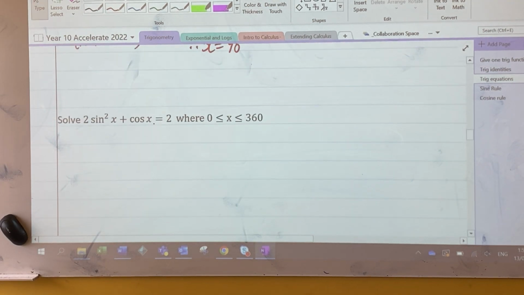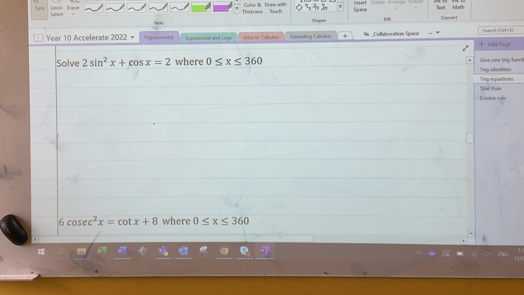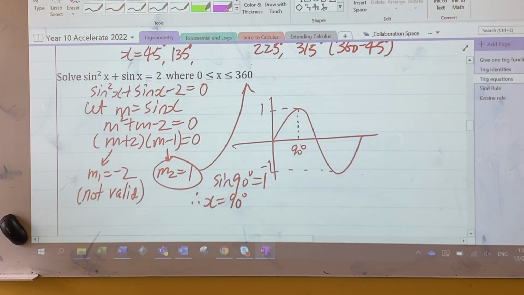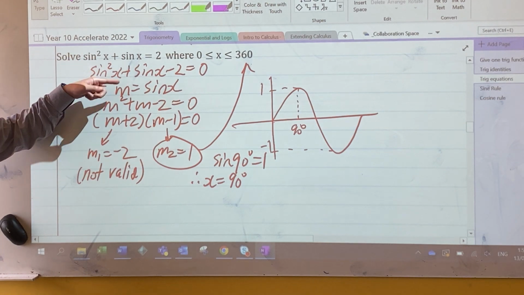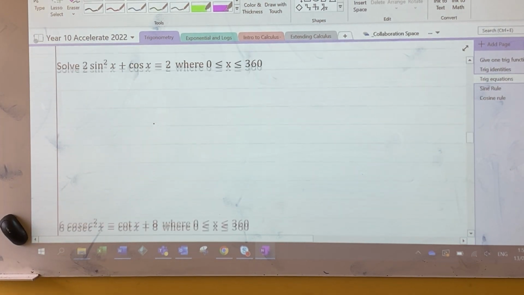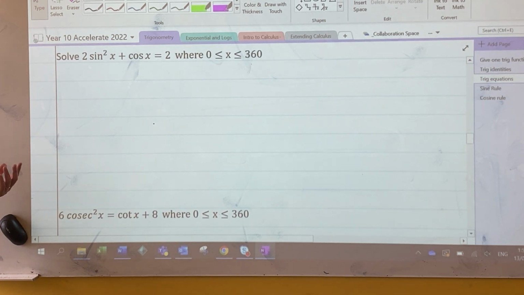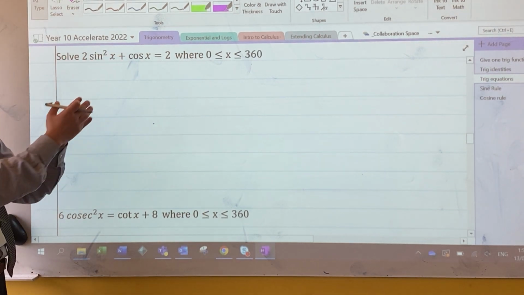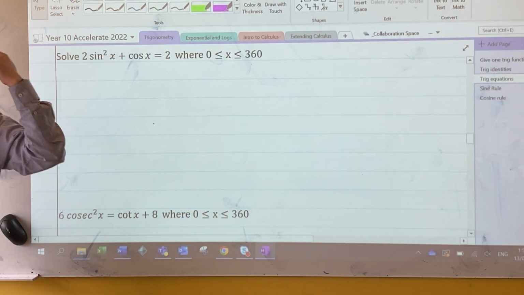From here, questions get a little bit harder now. As you can see, look at this one. Just want to compare a little bit. This one is sine square x, sine x, and a number. This one is sine square x, cos x, and a number. When sine square x and cos x appear together in the same question, what am I thinking?